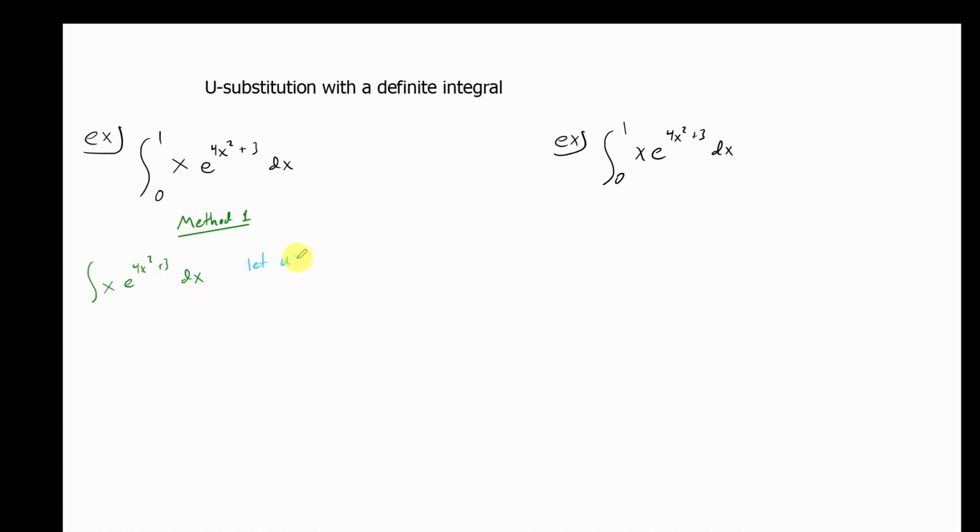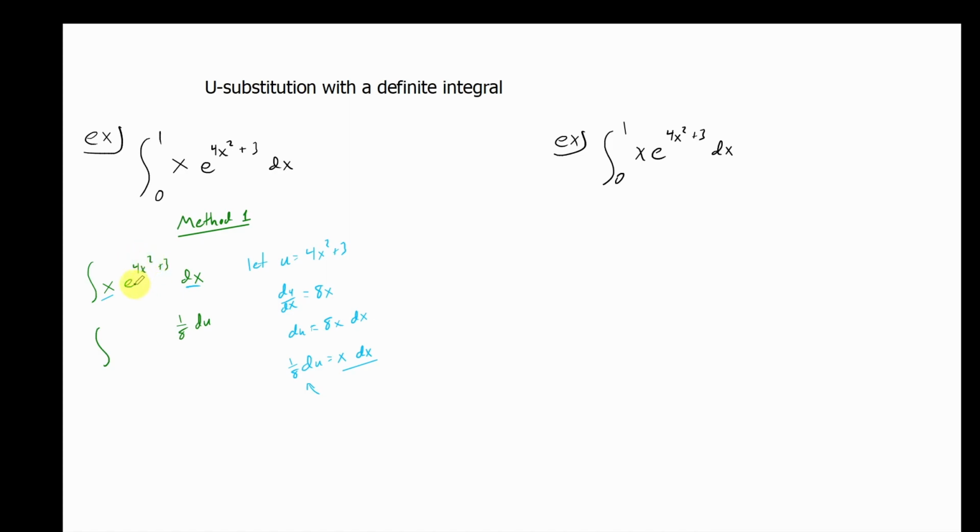So we're going to let u equal the inside function. I have an exponential, so I'm going to let u equal the inside of that exponential function. Then du/dx is going to be 8x. So du is 8x dx. I don't have an 8x dx, but I do have an x dx in here. We're just going to move the 8 over. Dividing, I get 1/8 du equals x dx. So the x dx that I have can become a 1/8 du.